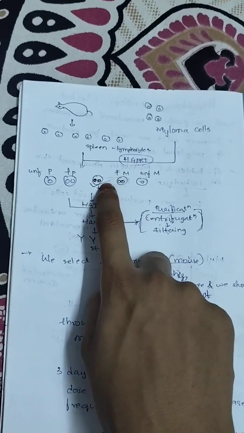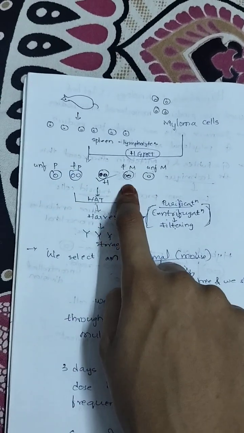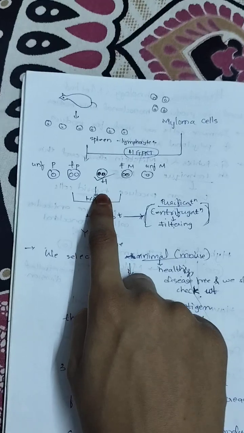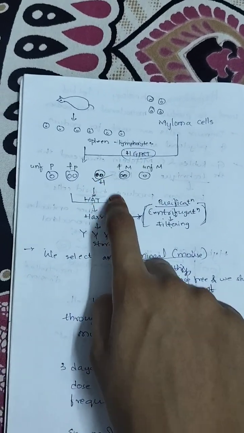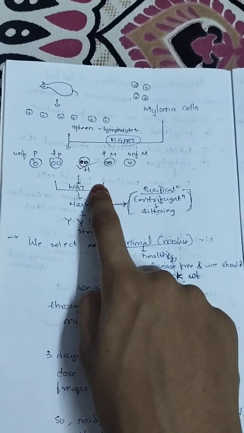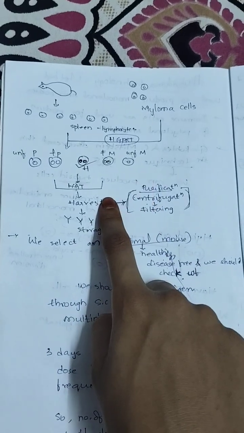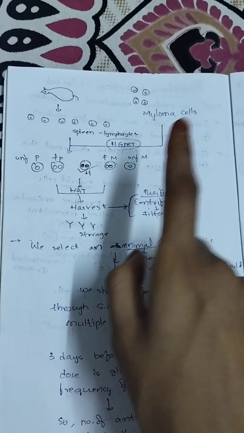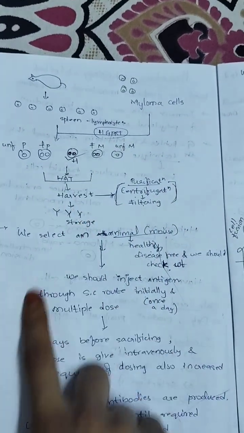We select these hybridoma cells and we introduce them to HAT media. All are introduced in this HAT media. Only hybridoma cells can survive. After this, from hybridoma cells, monoclonal antibodies are produced, and these are harvested and stored. After harvesting, purification is done using centrifugation and filtering, then storage is done.